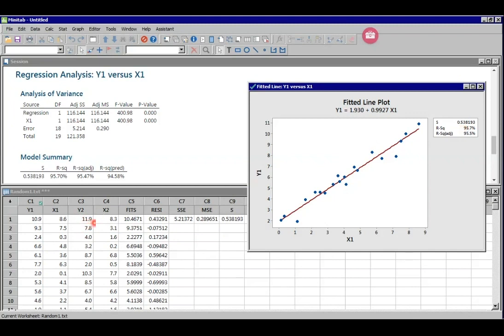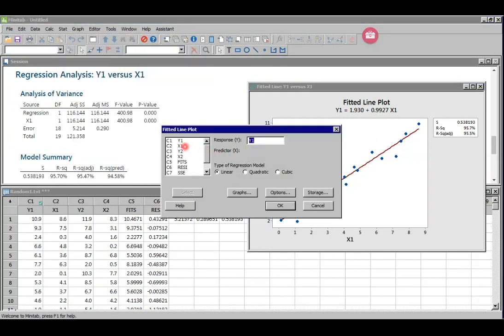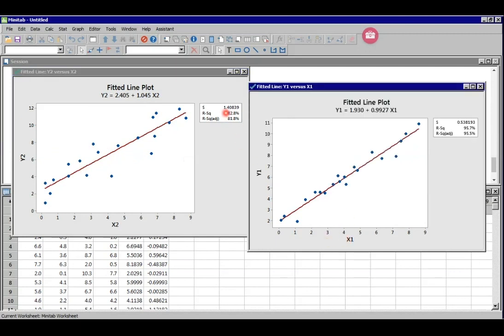I've got a second data set here, y2 and x2. I'm going to do a fitted line plot for y2 and x2. In this example, the regression standard error is going to be larger because the points are going to look as if they're further away from the line than in the previous graph. So let's take a look. There we can see, on average, the points are further away from the line than they are in this graph, and you can see the value of S is larger. It's 1.40839 in this case. So that's a discussion of the calculation and the interpretation of the regression standard error, or S.